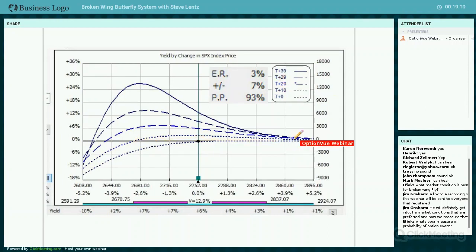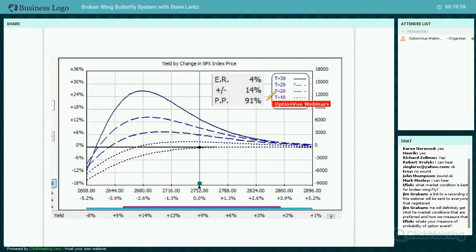T plus 20. In 20 days, notice our expected return grew to 3%. Our break-even is way over here on the left. Everything to the right of it is encompassed by profitableness. That's why our probability of profit is high at 93%. Also notice that the variance in those expected return calculations is in single digits, at 7%. That's just outstanding. Another time frame, T plus 29.